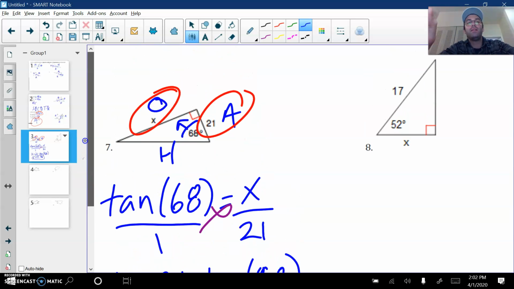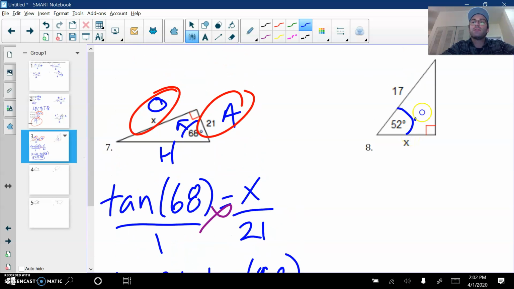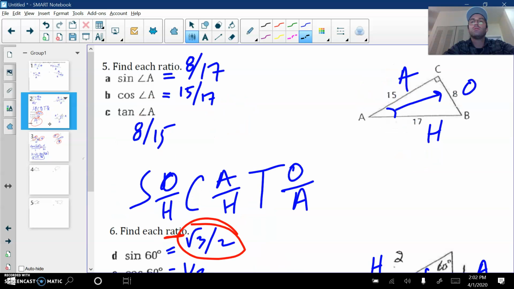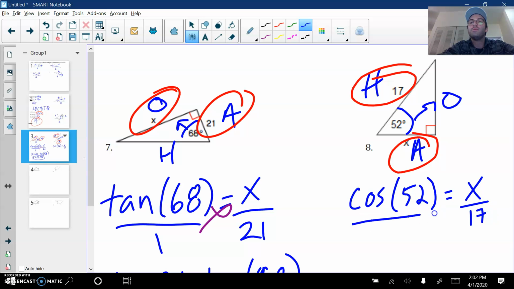All right, for number 8, this is my reference angle. That's the given angle, which makes this side the opposite, this side the hypotenuse, and this side the adjacent. All right, so I'm looking at A and H. A and H is CAH, which is cosine. So I'm going to find the cosine of 52 equals X over 17. Now put this over 1, and we're going to cross multiply and solve.